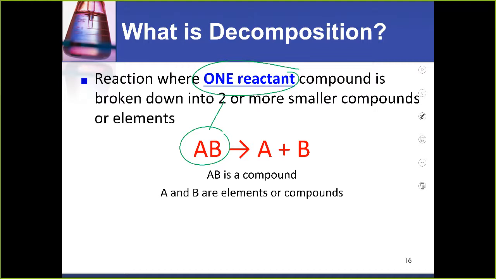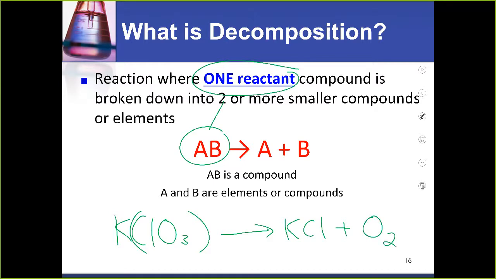Okay? AB is a compound which is breaking into A plus B, and A plus B can either be elements or other compounds. Okay? There was an equation in your worksheet that we just looked at. It was this one, KClO3 potassium chlorate going into potassium chloride plus O2. So that's a decomposition reaction. You got one reactant, it's breaking into a compound and an element. So you can have any variation, okay?